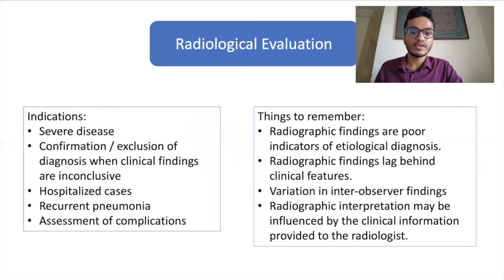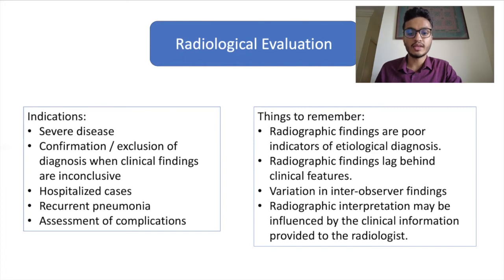Next comes radiology. There are specific indications when to do an X-ray in a case of community acquired pneumonia. It involves severe disease, when you want to confirm or exclude the diagnosis when clinical findings are inconclusive, when the child is hospitalized, when there is recurrence of pneumonia, as well as when you feel that there is some complication involved.